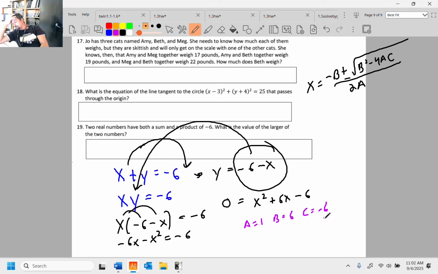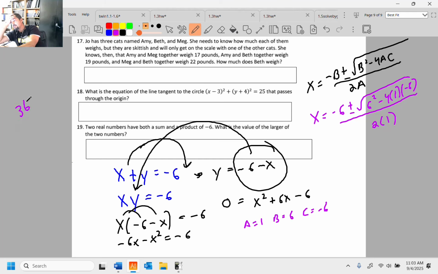Anywho, where was I? Oh yeah, I was ranting. So, opposite of a positive 6 is a negative 6. We are supposed to take that 6 and square it. Then do 4 times a, which is 1, times c, which is negative 6. And it's all sitting pretty over twice a. 2 times a 1. Inside that radical, you got a 6 squared, which is 36. You got a negative times a negative, which is a positive, and 4 times 6 would be 24. So you got a 60 inside that radical.